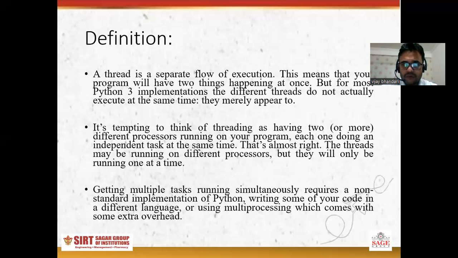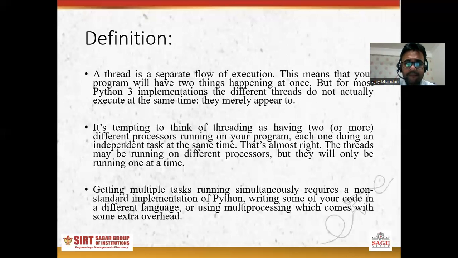So the first question that comes up is, what is a thread? A thread is a separate flow of execution, and this means that your program will have two things happening at once. But for most Python 3 implementations, the different threads do not actually execute at the same time. They merely appear to. It's clear, right?